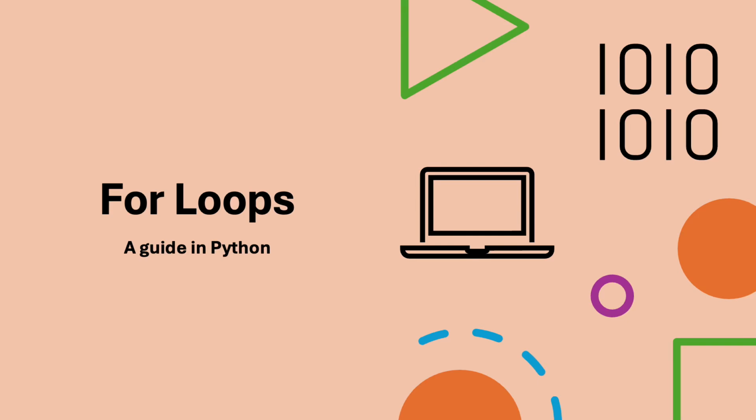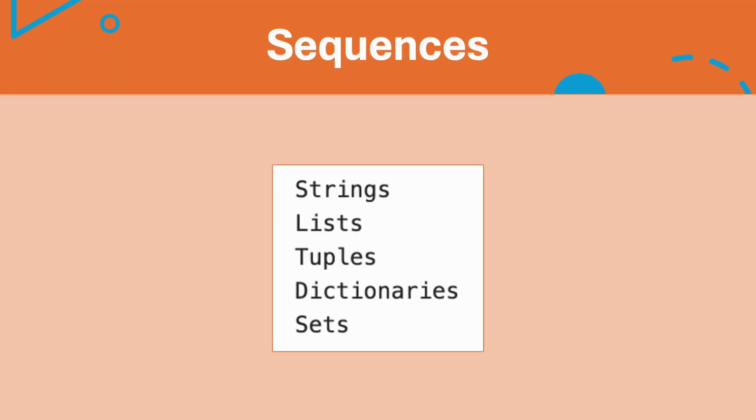Welcome back. In this video, we will be discussing for loops. But what are for loops? Well, for loops are programming constructs that are used to iterate over a sequence, executing a block of code for each item in that sequence until a condition is met. Sequences include strings, lists, tuples, dictionaries, and sets.